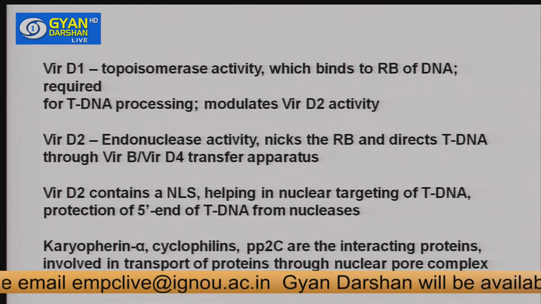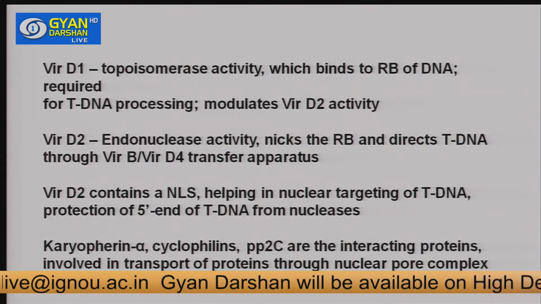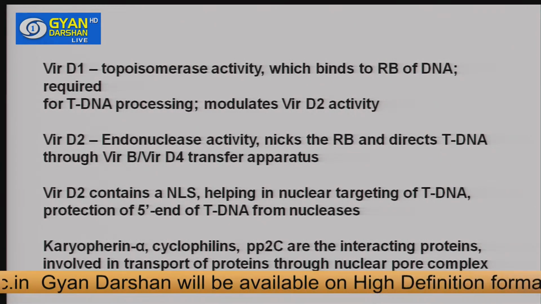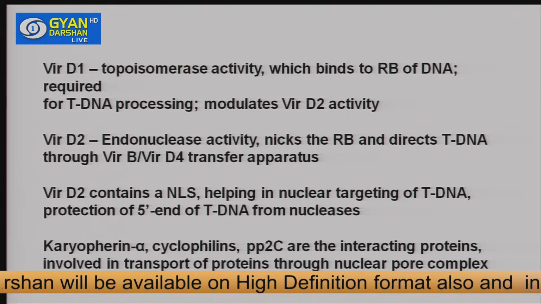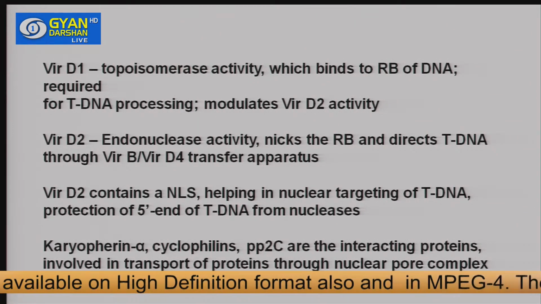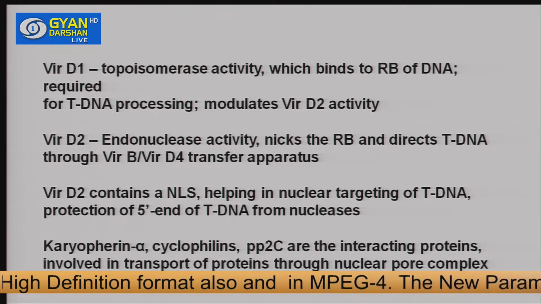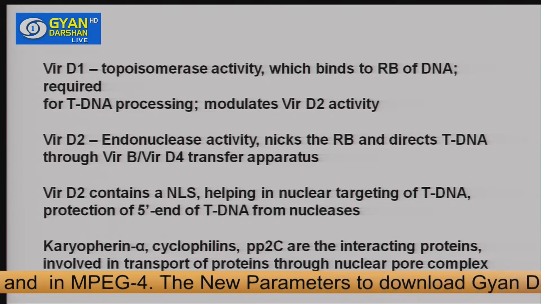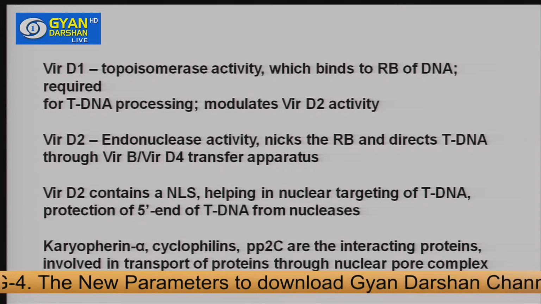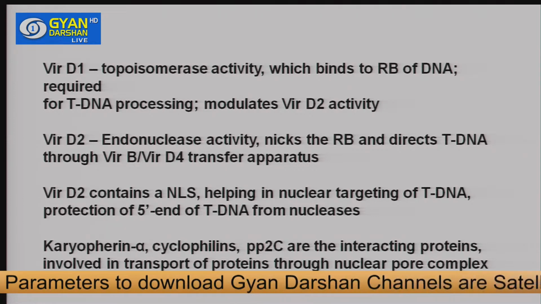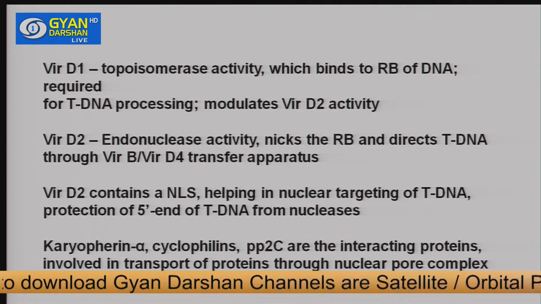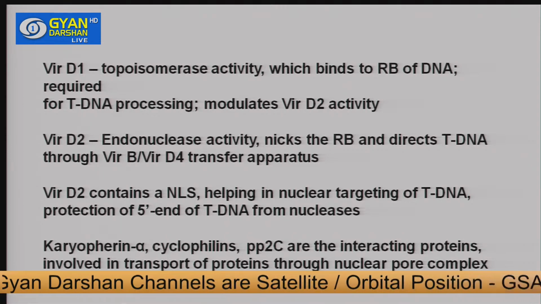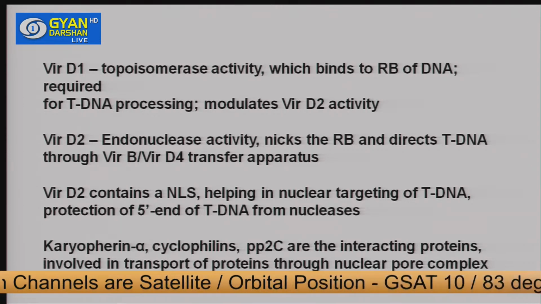VirD1 has a topoisomerase activity which binds to the right border of the T-DNA, required for T-DNA processing. VirD2 has an endonuclease activity. This is very important because, as I said, there is a nicking, there is a cutting at the right DNA border, and it directs the T-DNA through the VirB, VirD4 transfer apparatus. Like in case of conjugation, you have a conjugation bridge. Okay, here you don't call it a conjugation bridge, but here also you need some kind of transfer apparatus.